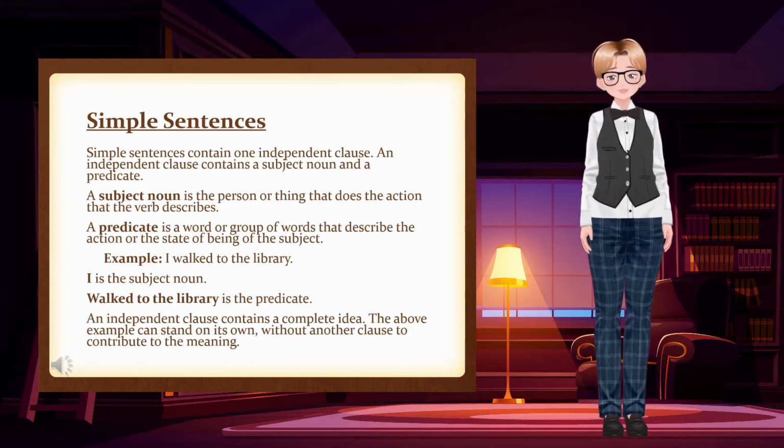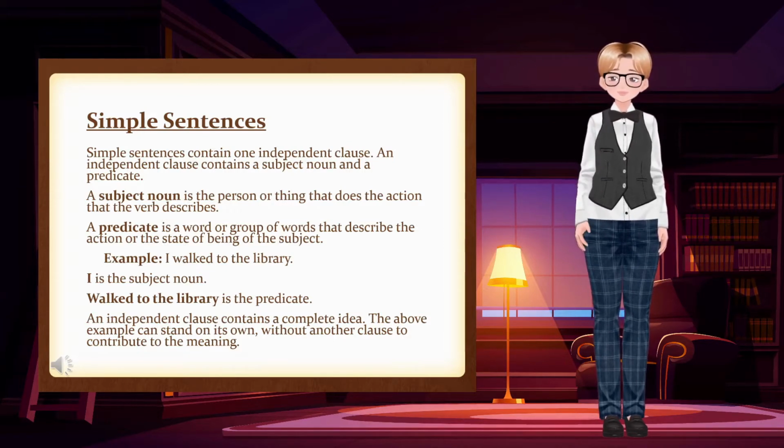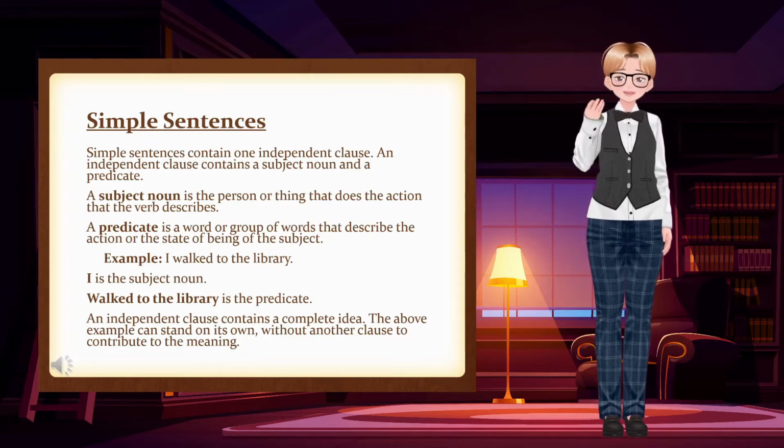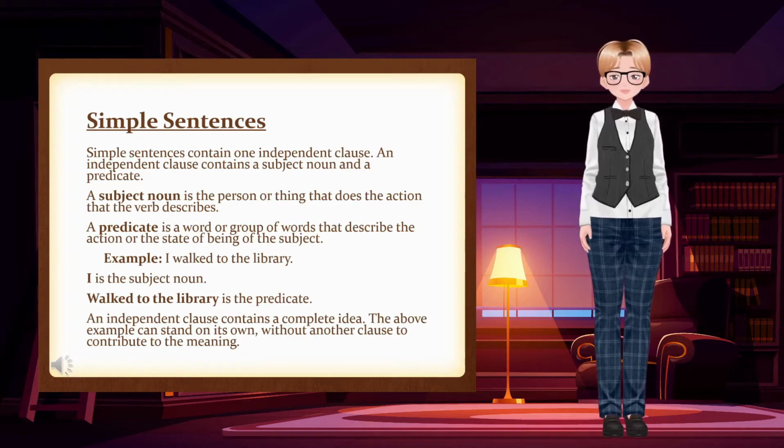I is the subject noun. Walked to the library is the predicate. An independent clause contains a complete idea. The above example can stand on its own, without another clause to contribute to the meaning.